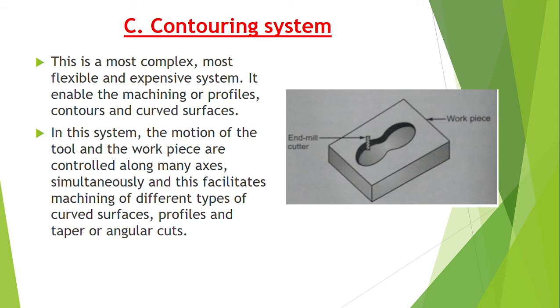The next one is the contouring system. It is the most complex, most flexible and most expensive system. It enables the machining of profiles, contours and curved surfaces. In this system, the motion of the tool and the workpiece are controlled along many axes simultaneously, and this facilitates machining of different types of curved surface profiles and taper or angular cuts.